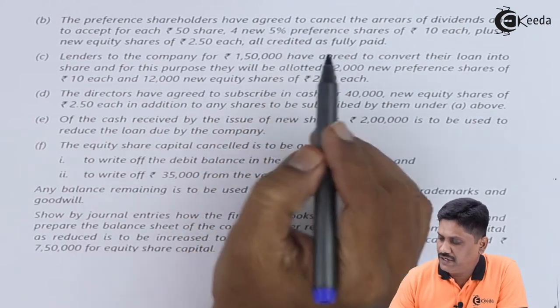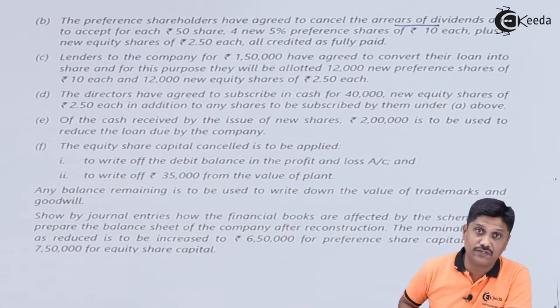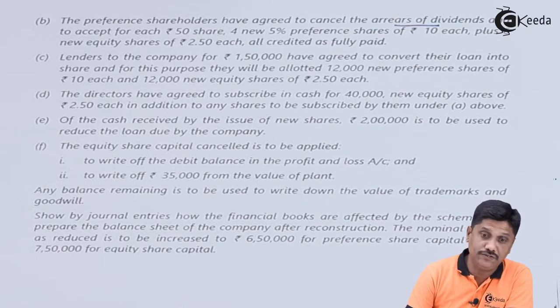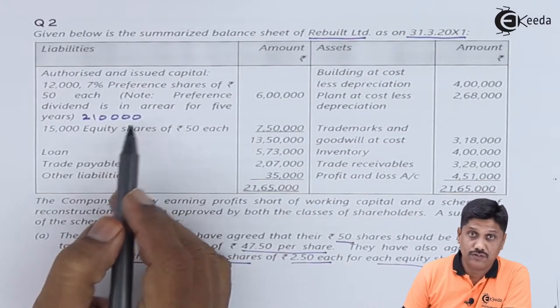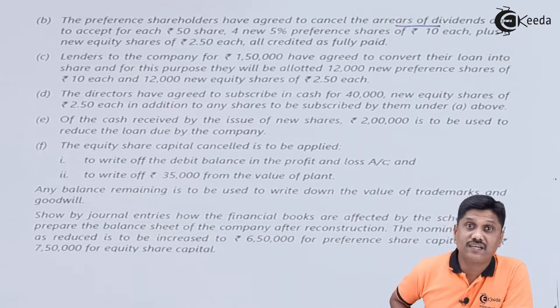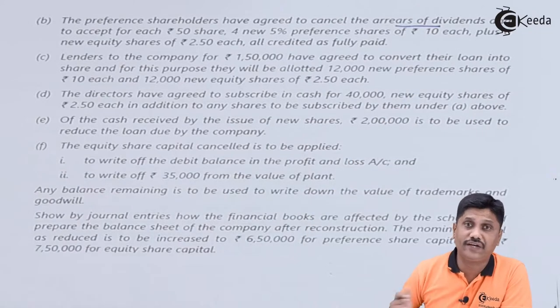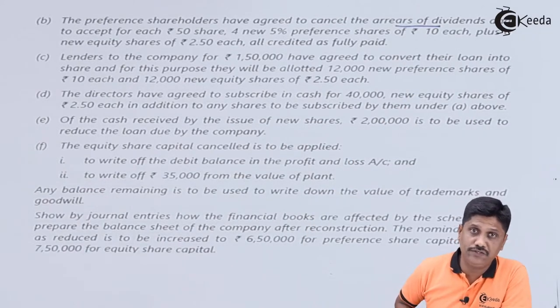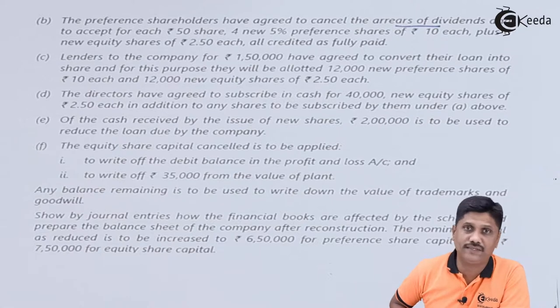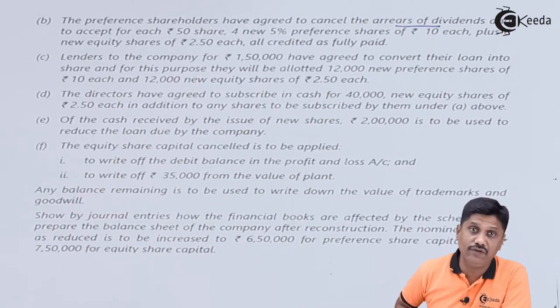Preference shareholders have agreed to cancel the arrears of dividend. They are saying we will cancel our arrears of dividend, which you can see in the balance sheet, 2,10,000. This they are going to waive or cancel. Friends, it is a contingent liability, because it is not recorded in the amount column of your balance sheet. If it is cancelled, we will not pass any entry. But if it is settled or paid, we will pass the entry: capital reduction account debit.